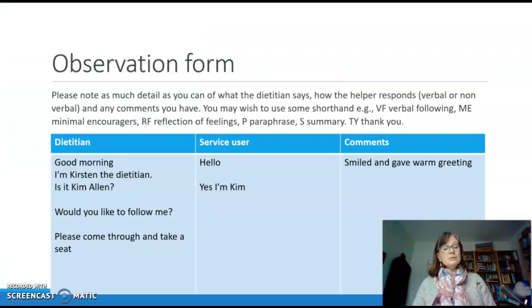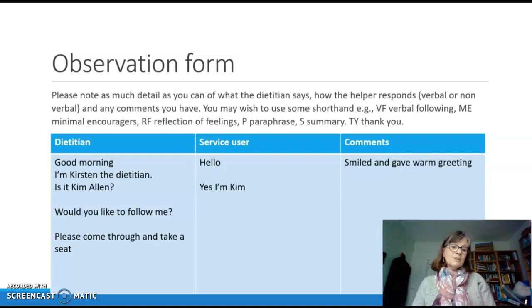You might want to use the observation form. This has been uploaded to Canvas. This is just to give you an example of what you might want to record. If you look at these columns here, you can see it's actual words. So we know whether someone said hi, hello, good morning, good afternoon. Did they introduce themselves? Did they check they'd got the right patient? So we've got these key things here.